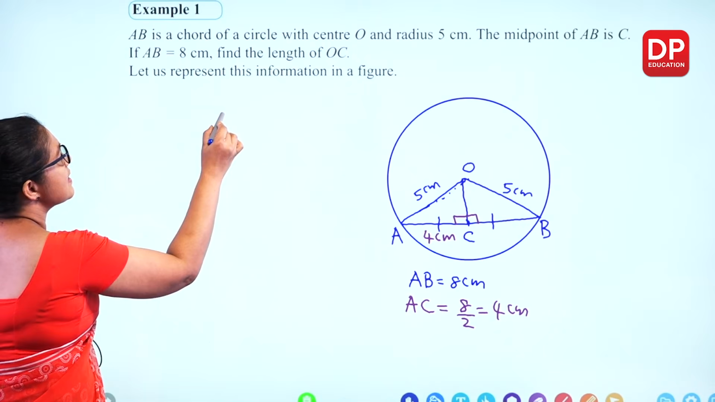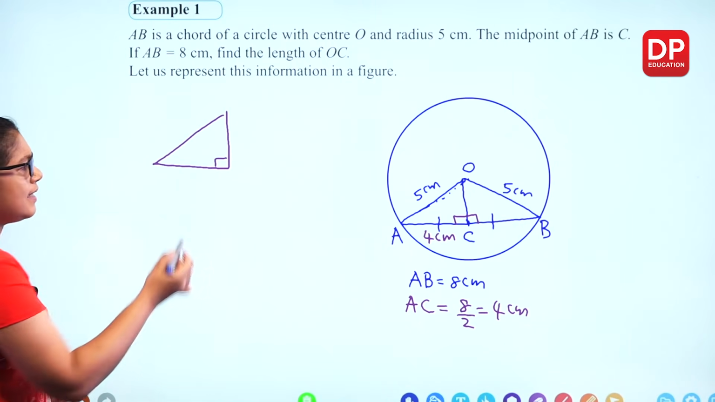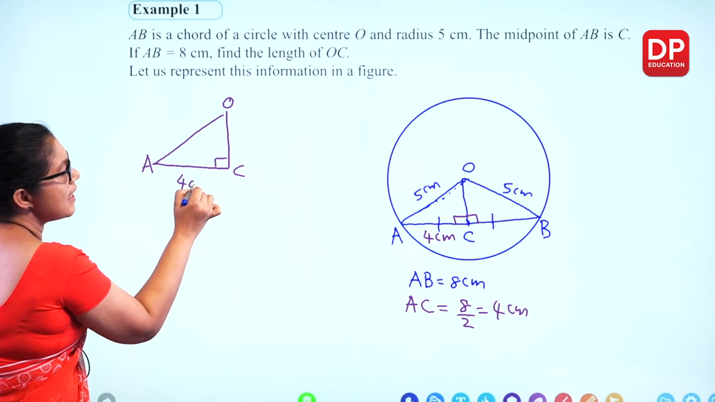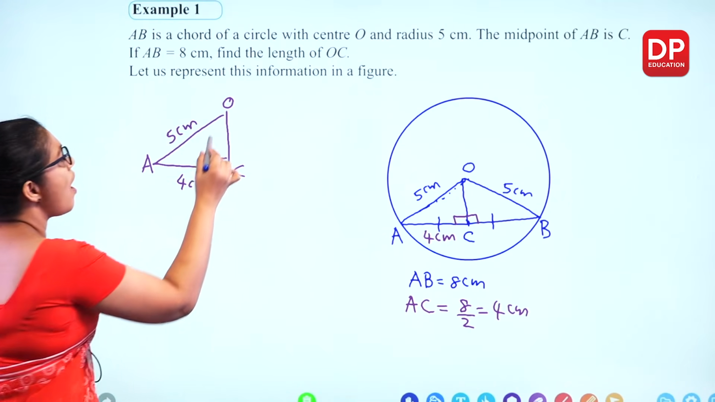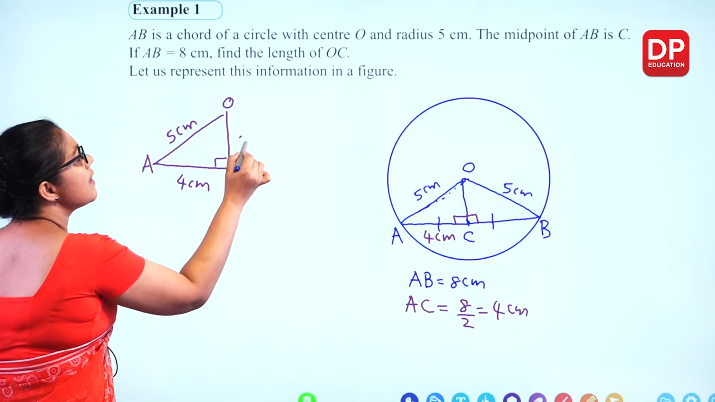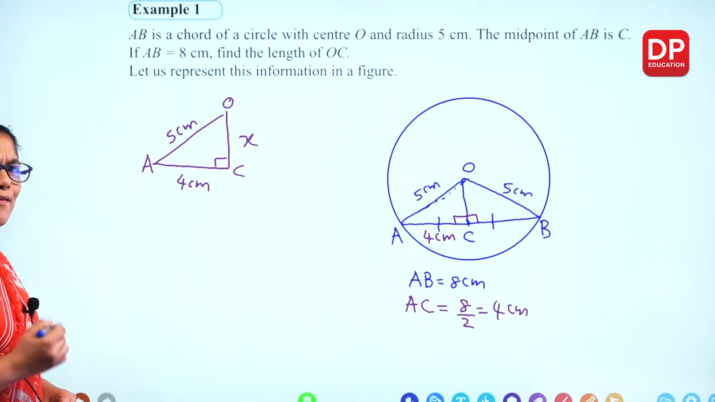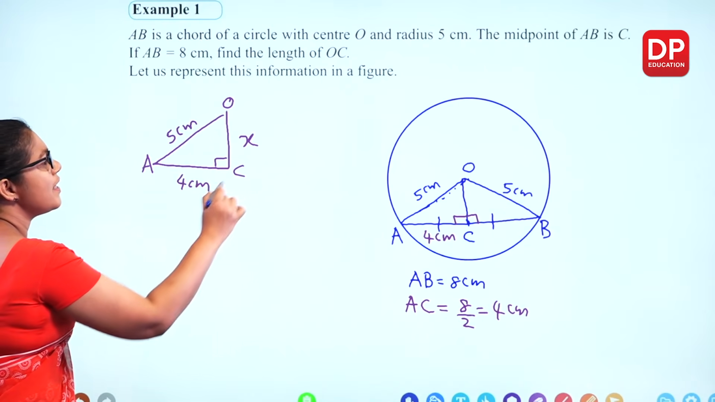Now we'll take this triangle. We get a right angle triangle OAC. This length is 4 centimeters and this is 5 centimeters. Now you are asked to find out the length of OC, so we'll put x there. So what can we apply? Think about it carefully. What's the rule we can use? This is a right angle triangle, so we can use Pythagoras theorem.